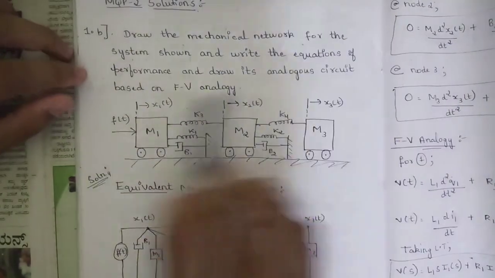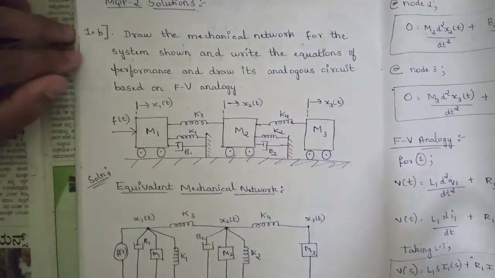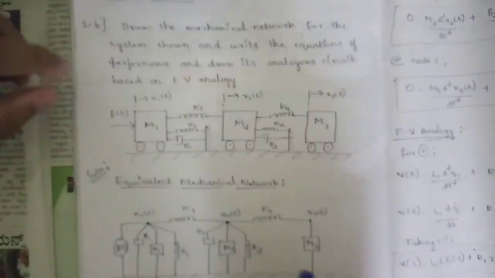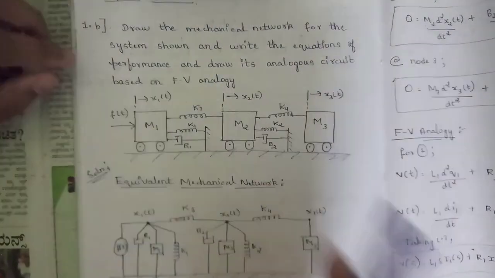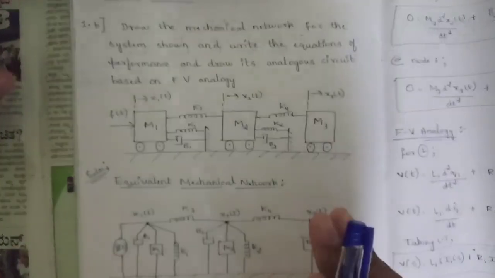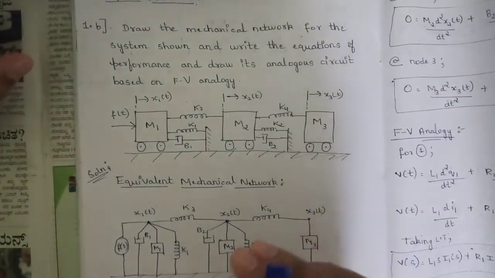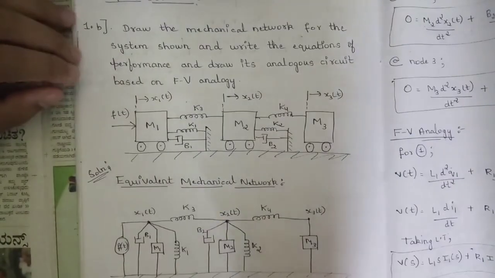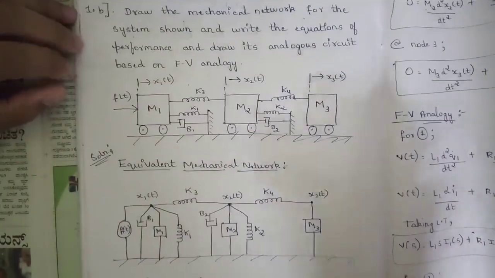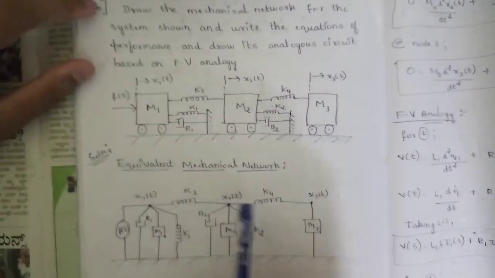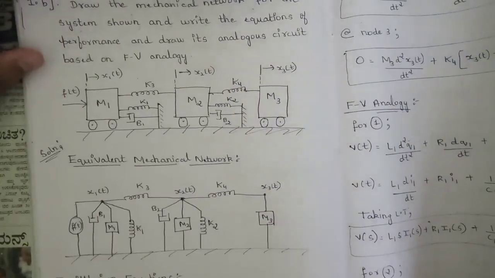This is the translational system they have given here. First you need to analyze the translational system. Since we have 3 masses, most of the time that many displacements would be there, that is 3 displacements. So what we should be doing is drawing 3 nodes here, x1 of t, x2 of t, x3 of t, and separately drawing all the 3 nodes.